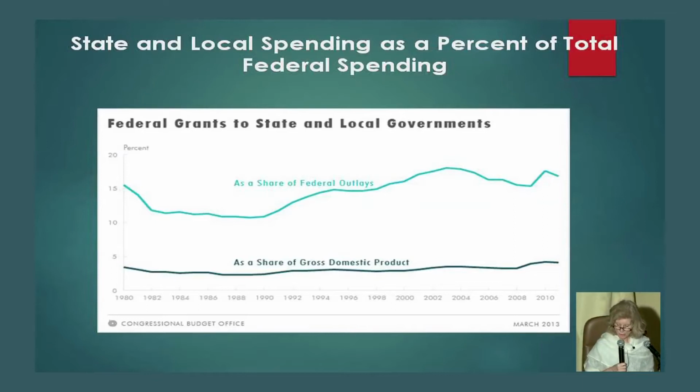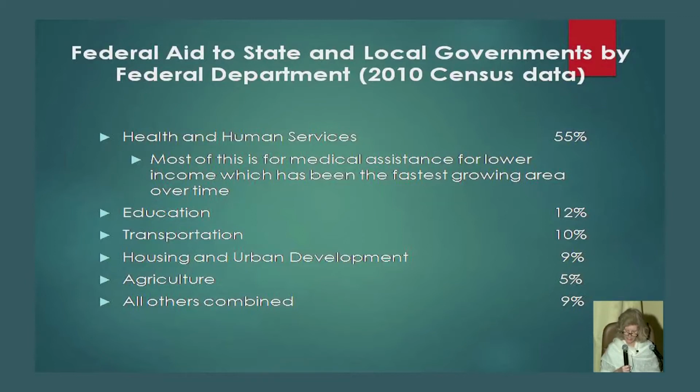The next chart shows you where that money is going to the state and local governments. As I said before, most of this is for medical assistance for lower income families, which has been the fastest growing area over time. Again, why is this? Other than, of course, there's a demand for this. The second reason is that this is a mandatory program. It is not subject to an annual budget process, whereas these other categories of federal aid to state and local governments are subject to an annual budget review.